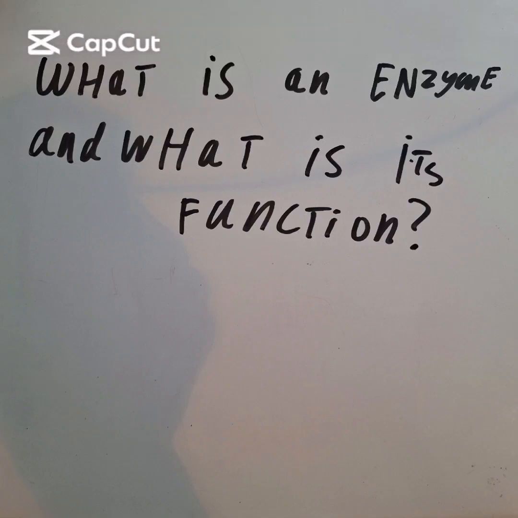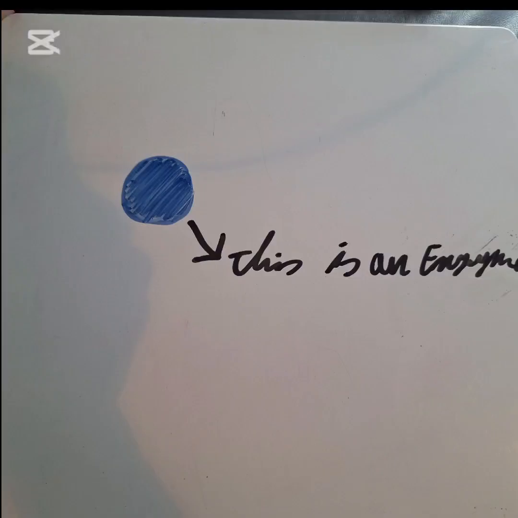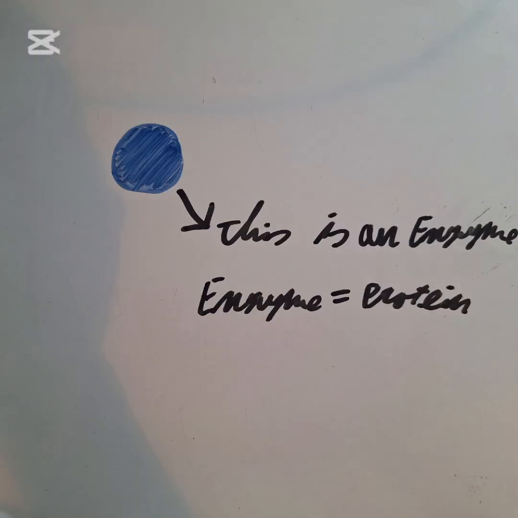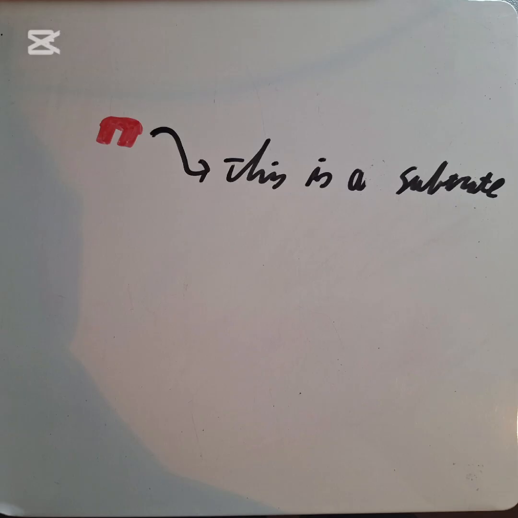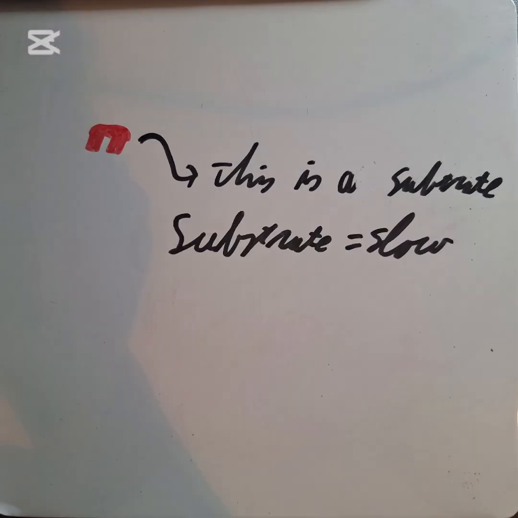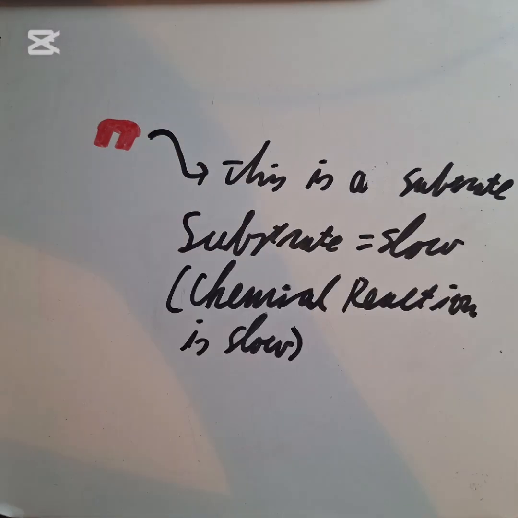What is an enzyme and what is its function? This is an enzyme. An enzyme is a protein. This is an enzyme's active site. This is a substrate. The substrate itself is very slow in its chemical reaction.